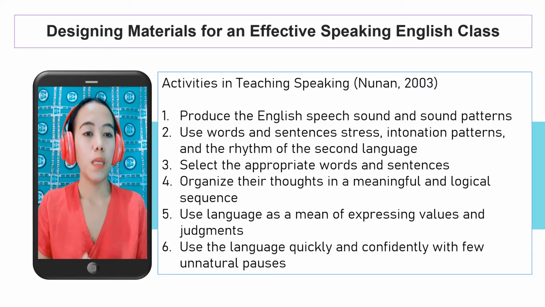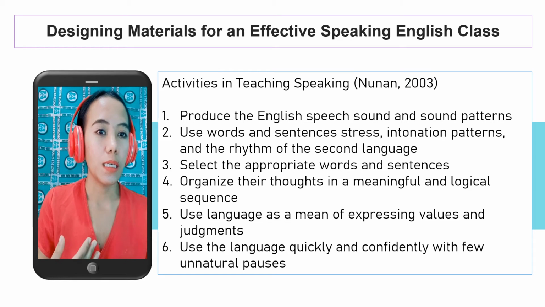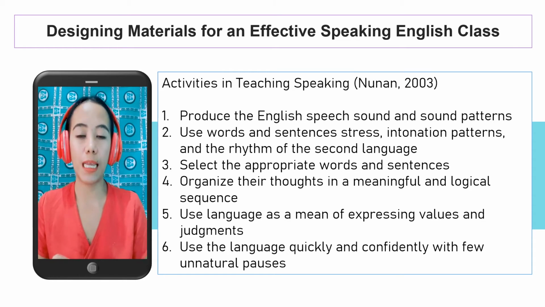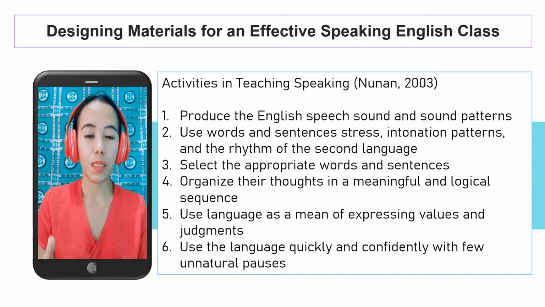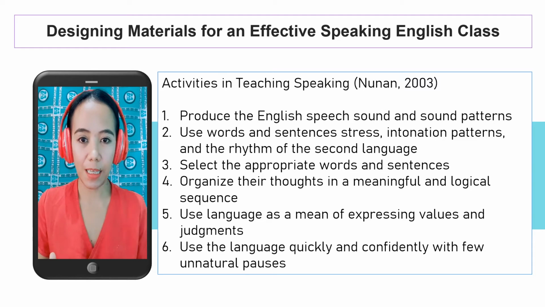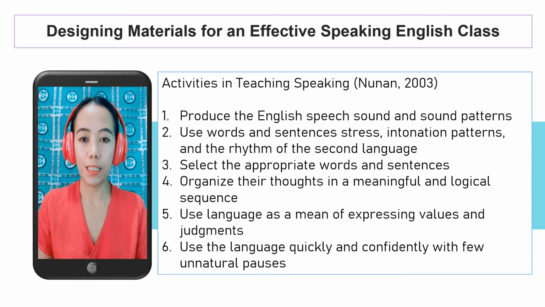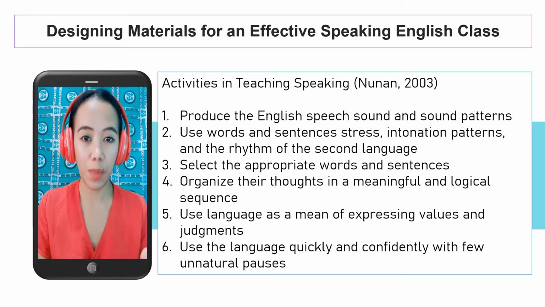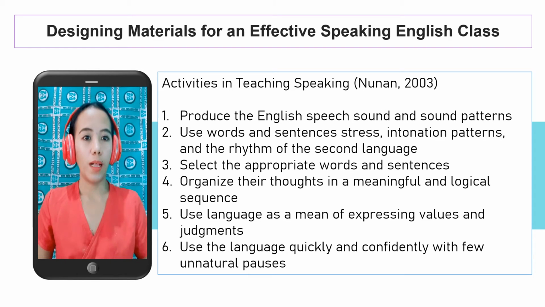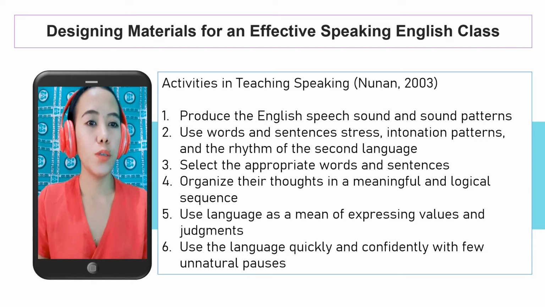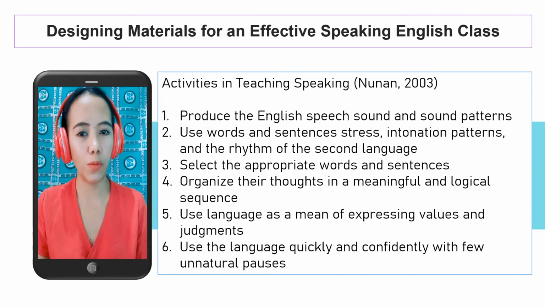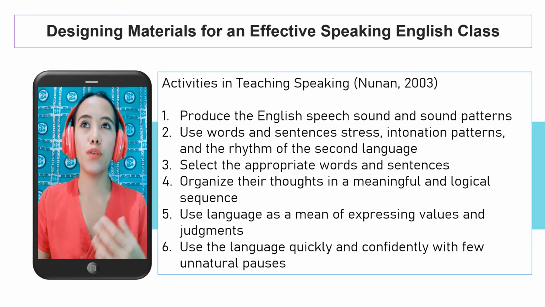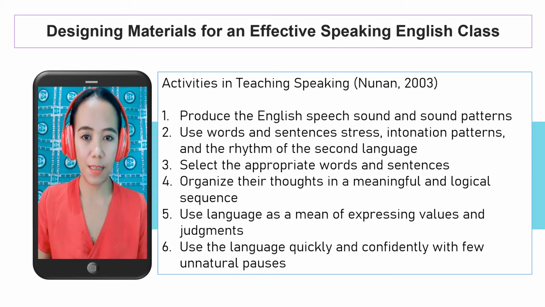The third one, the student have to select the appropriate words and sentences, and it is also about considering the proper social setting, the audience, the situation, and also the subject matter that they talk about. Well, the fourth one, the students have to organize their thought in a very meaningful way, and also they have to use logical sentence, logical sequence of sentences.